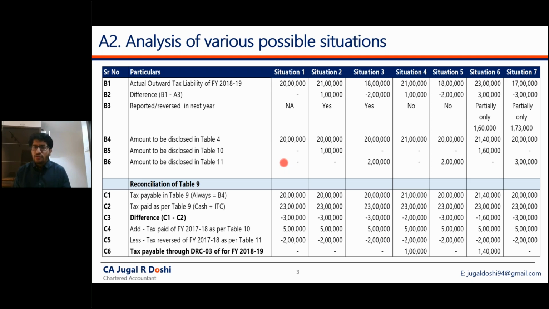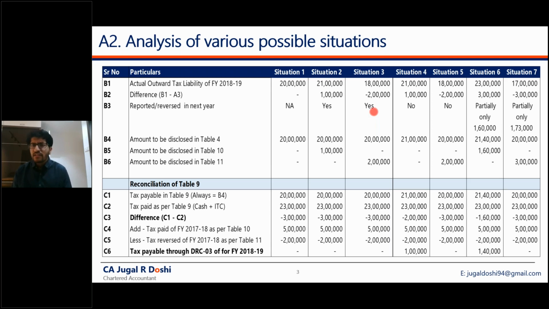So friends, we have analyzed two situations wherein my actual tax liability is greater. Now we will analyze situation 3 and situation 5 wherein my actual tax liability is less than what I have reported through GSTR 3B. So as per my audited financial statements, my actual outward tax liability for FY 18-19 is 18 lakh rupees versus I have reported 20 lakhs in respect of FY 18-19 transactions in GSTR 3B of FY 18-19.